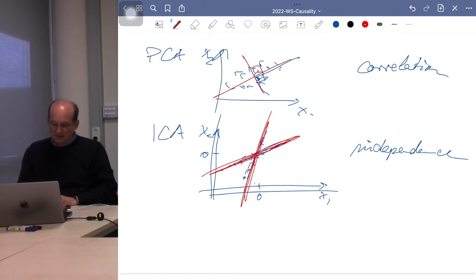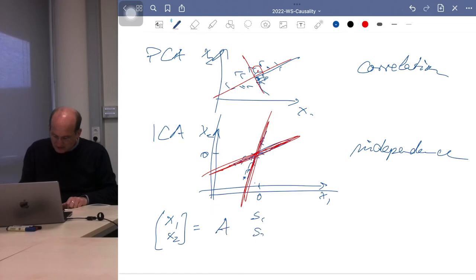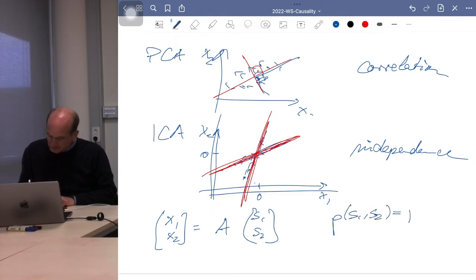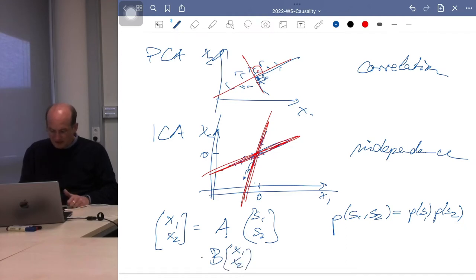And the curious thing here is the assumption, so let's make it a bit more mathematical. We have x1, x2, a vector, and we assume it's a mixed version of two other signals, s1, s2, where we assume that the joint distribution of s1 and s2 is factorizing. So they are independent of each other. Now we are looking for a matrix that is demixing the data in such a way that the resulting signals are statistically independent of each other. And that is ICA in a nutshell.